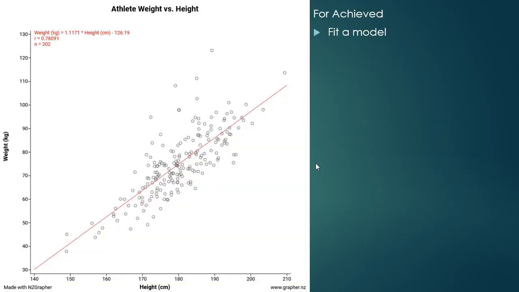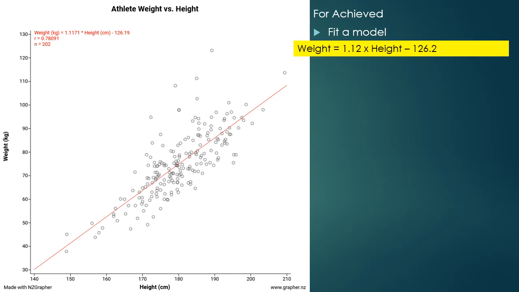So in the first example, we've got athlete's weight versus height. So fitting the model is just getting the equation of the line of best fit. So the line of best fit is the red line, and the equation for that line of best fit is given on the top left of NZ Grapher. So the equation is quite simply that the weight equals 1.12 times the height minus 126.2.